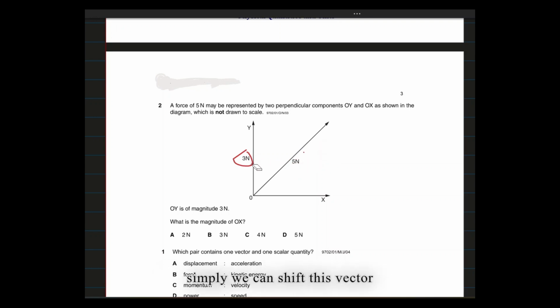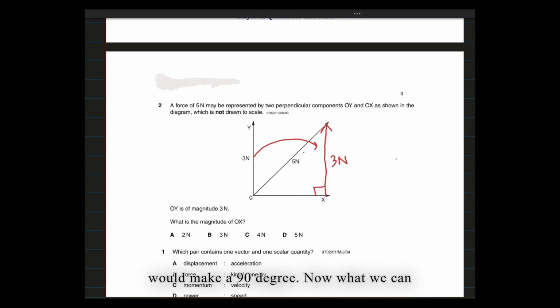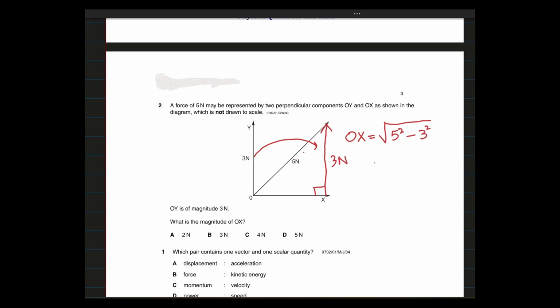What we can do is simply shift this vector here and join it like this, a straight line. This would be 3 Newton. Now this would make a 90 degree angle. We all know that we can use the Pythagoras theorem. So OX would be the square root of 5 square, that is the hypotenuse, minus 3 square. That would result in 4 Newton. So 4 Newton would be our answer.